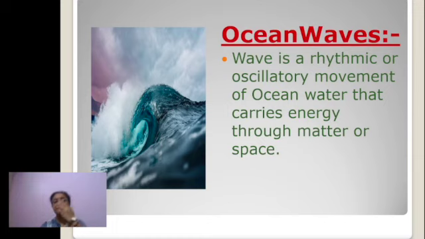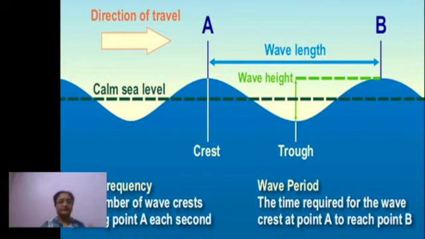So what are these ocean waves? You must have seen, it's a very normal thing over the oceans, or generally water bodies. Especially in stagnant water, we can find waves very clearly, right? Now, what is it actually? It is a rhythmic or oscillatory movement of ocean water that carries energy through matter or space. That is called the wave.